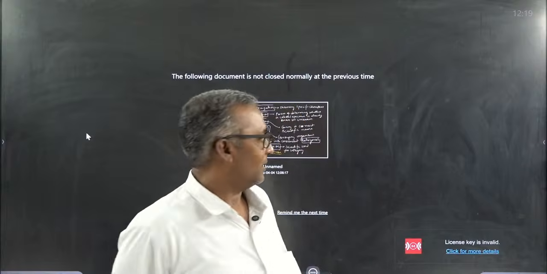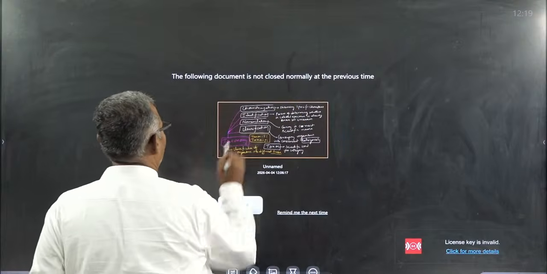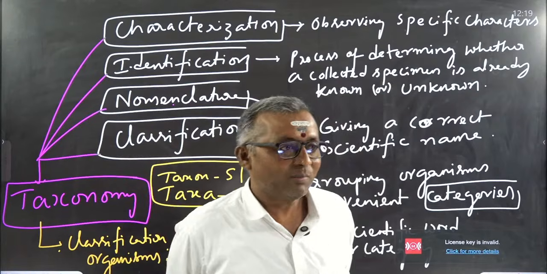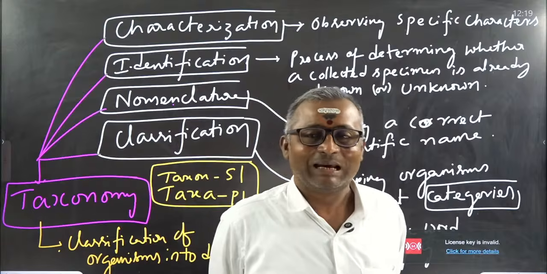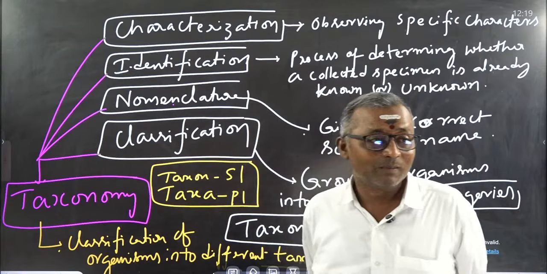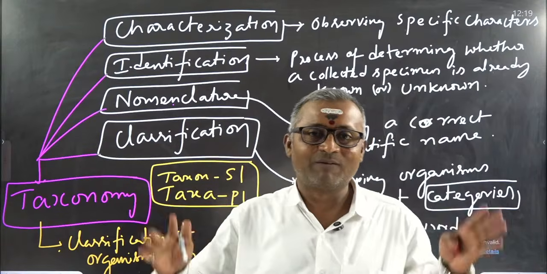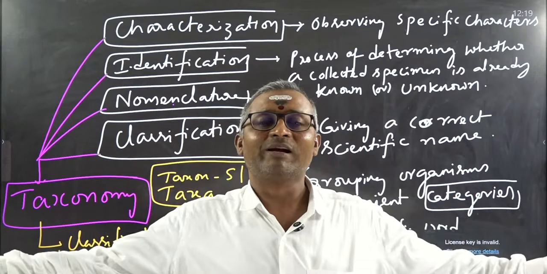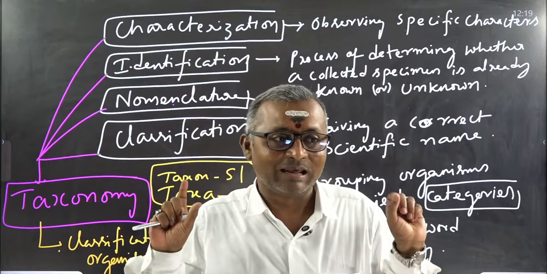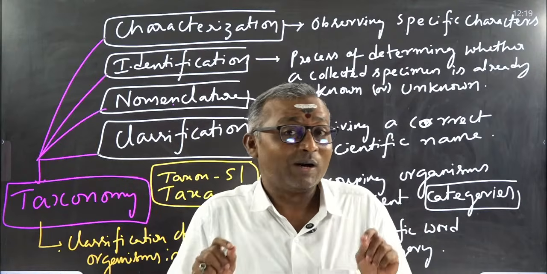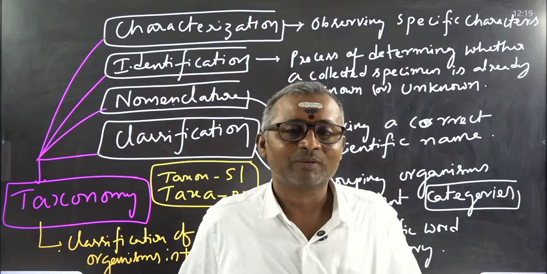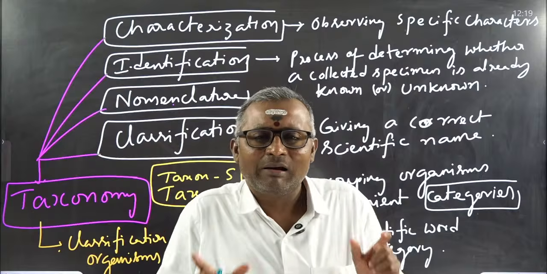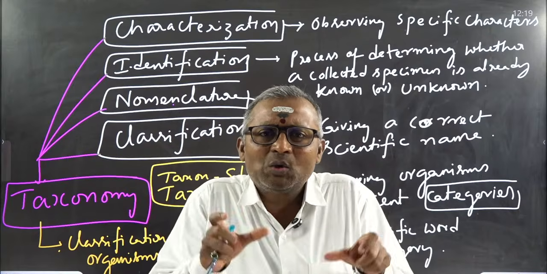Now come back to our discussion. I was explaining about taxonomy. Taxonomy is the process of classifying or grouping organisms into different taxa. That is called taxonomy. So what is taxon? Taxon is a scientific word used for category.